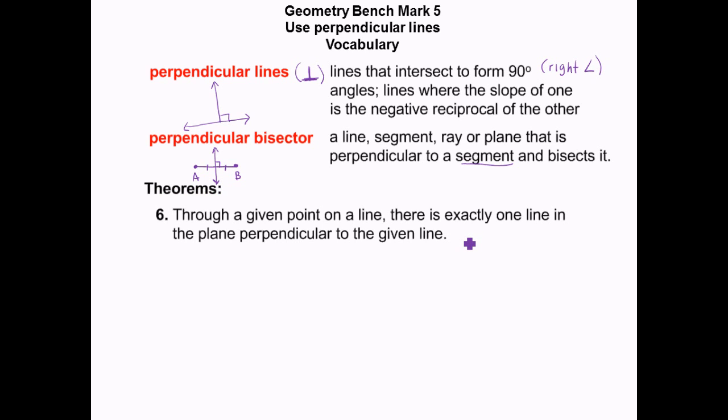Then we have some theorems that says through any given point on a line, there is exactly one line in the plane. It has to be in the same plane that is perpendicular to that line. So if I have a line, pretend that's straight, it has to be straight to be a line, and I have a point on that line, okay? There is only one line that can go through this point and be perpendicular. Any other line that I would try to draw would not be at a 90-degree angle.